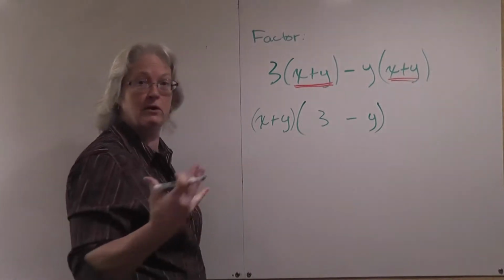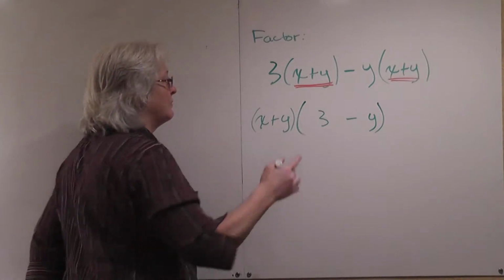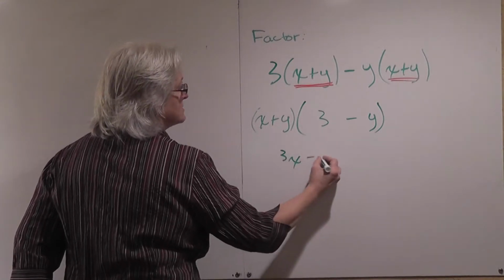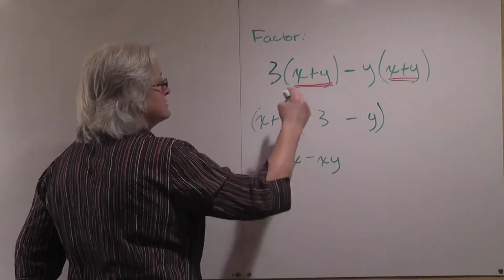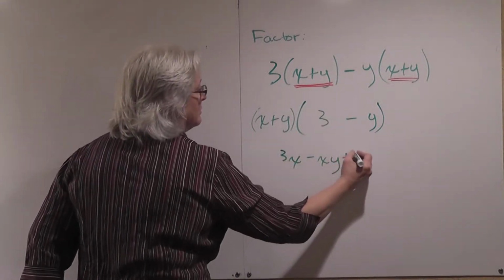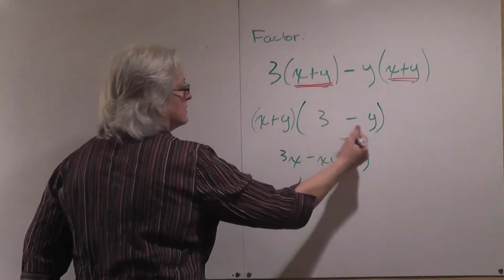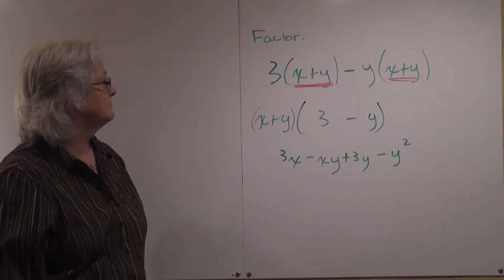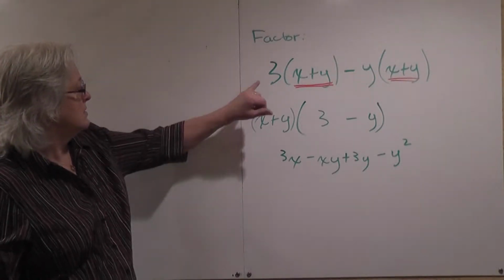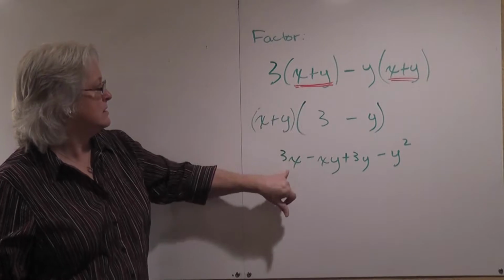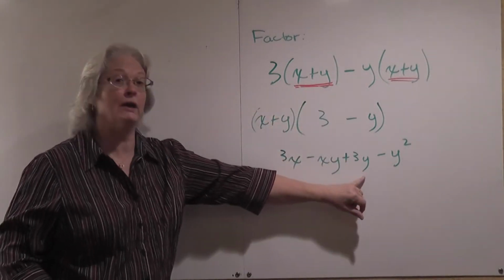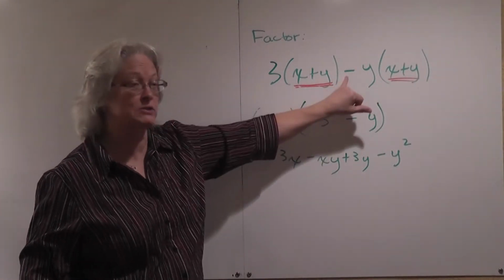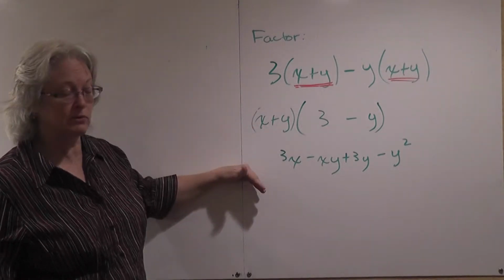What we have here are two binomials that we're going to multiply together. We'll use FOIL. First term, 3x. Outside, minus xy. Inside, 3y. Last, minus y squared. Okay? We have 3 times x plus 3 times y minus xy minus y squared. Okay, so we factored this properly.